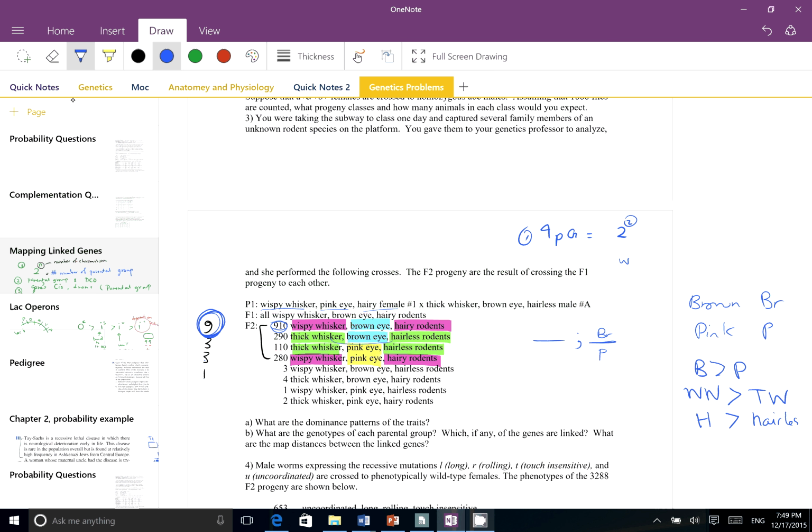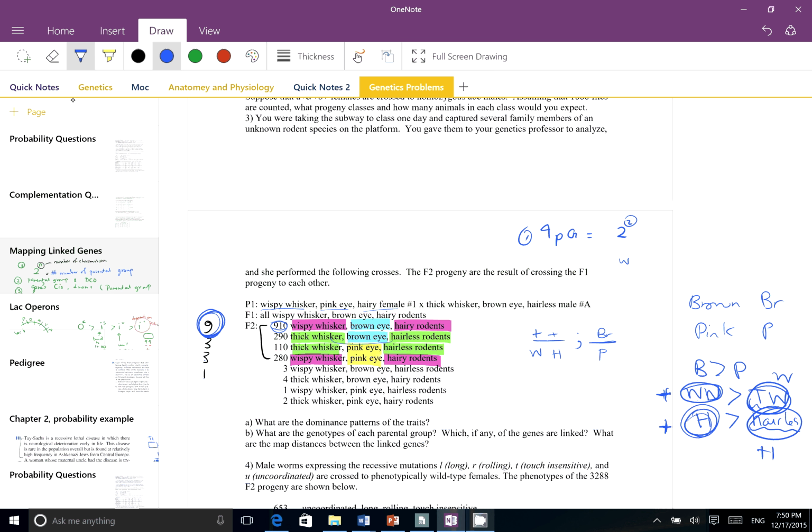So usually I'll put this one as my wild type, and then these are my mutants. So I'll just call this W and I'll call this H, and I'll just put pluses for the other ones. For wispy whiskers, I'll just put it as positive. For the hairy one, I'll put just positive, and then for the other ones, for thick whiskers, W, and for the hairless one is H.